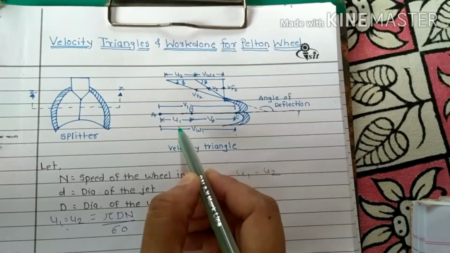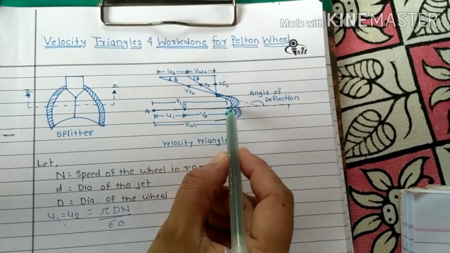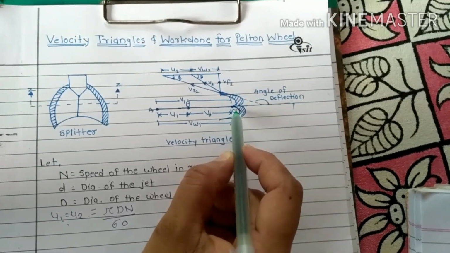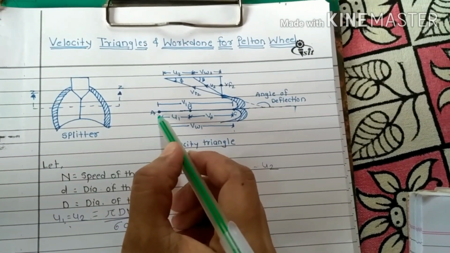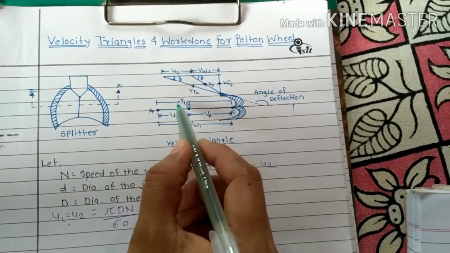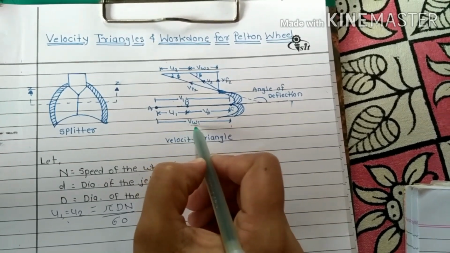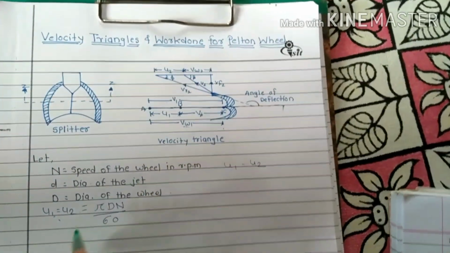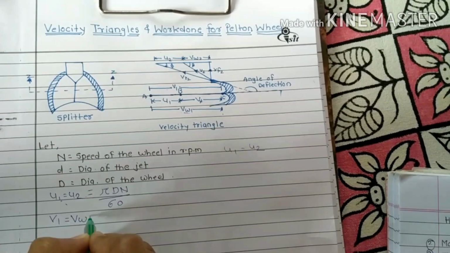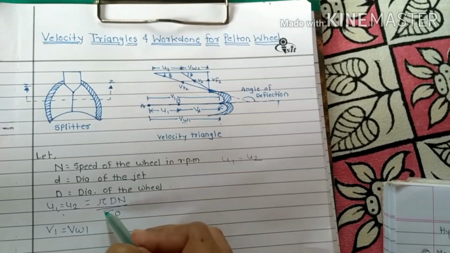Now if you just look into the velocity triangle at inlet, you can see this is the water jet striking at the splitter. So there is no angle at the inlet, that's why it's just a straight horizontal line. So as a result, the water coming at absolute velocity v1 directly has an impact of vw1. So looking at the diagram, we can write v1 is equal to vw1, and u1 we can calculate by using this formula.